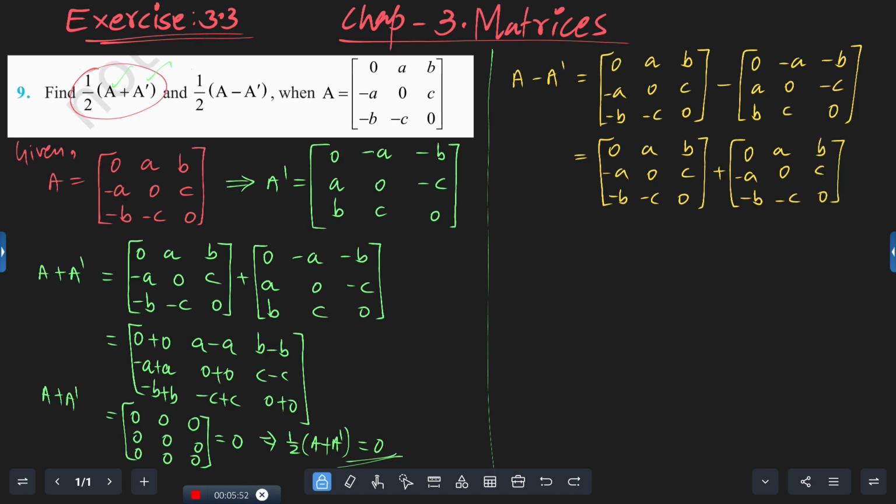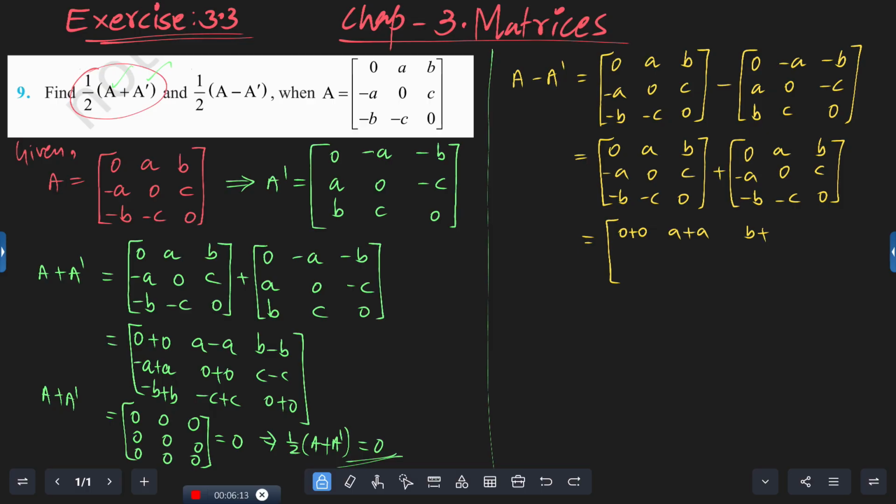I have multiplied now. Then I'm going to add everything. What will I be getting? 0 plus 0, A plus A, B plus B. Corresponding elements I'm adding. Okay, like that, minus A, 0, 0, C, C. In the same manner we do the second row also.